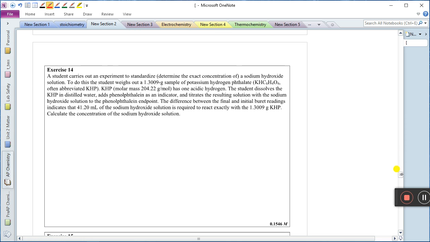Alright. And then don't freak out when you see KHP. KHP is monoprotic, which means it has how many H's? 1. Other than that, just do stoichiometry. If anyone's curious, KHP is potassium hydrogen phthalate. You will almost never see it written out because it's annoying.